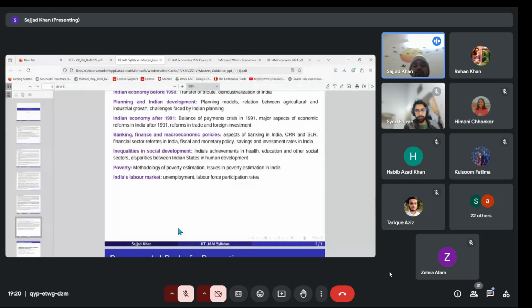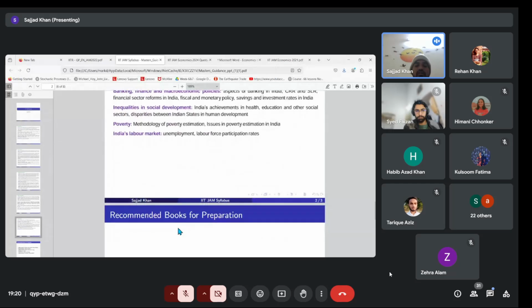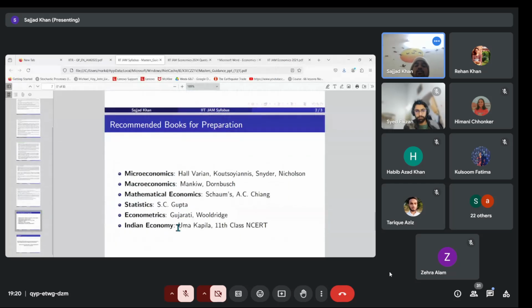Now guys, I want to recommend some books for this, like microeconomics. I think Varian covers all these topics which are mentioned in the JAM syllabus.